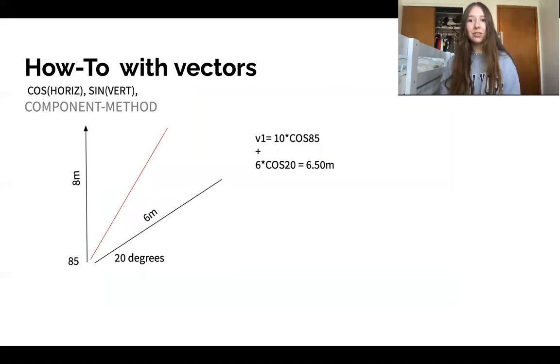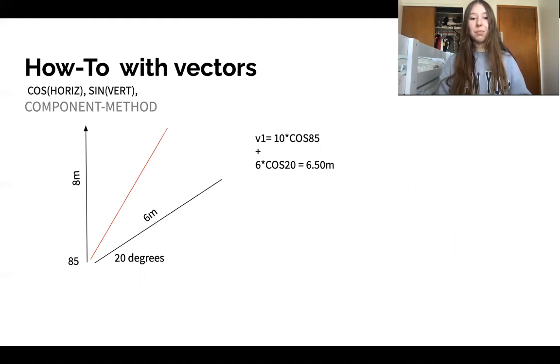So how can we actually solve vectors, you may be asking right now? Well, if we're given two distances, vector 1 and vector 2, we can find the red line, which is vector 3. So we need to know what cosine and sine mean. Cosine is a function and is horizontal, while sine is vertical.